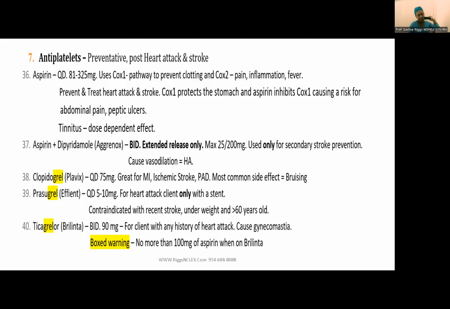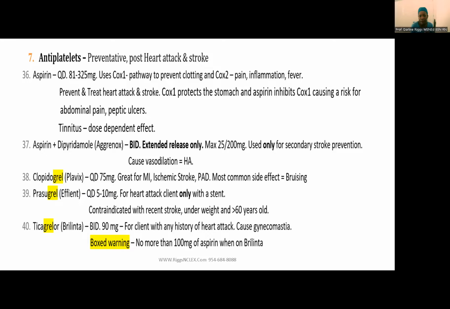And history. We always want to monitor history of things like GI bleed with these clients, right? Peptic ulcers. If they already have a history or they're at risk of, we may need to reconsider this. So the dose is monitored to prevent that tinnitus that may come with this family of drugs.